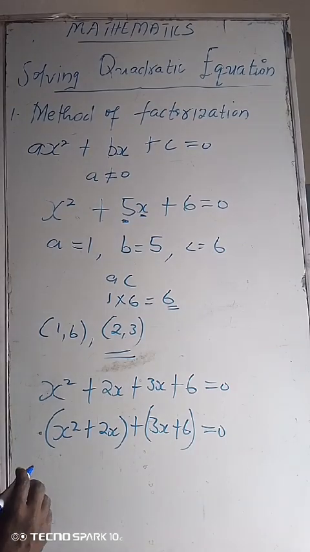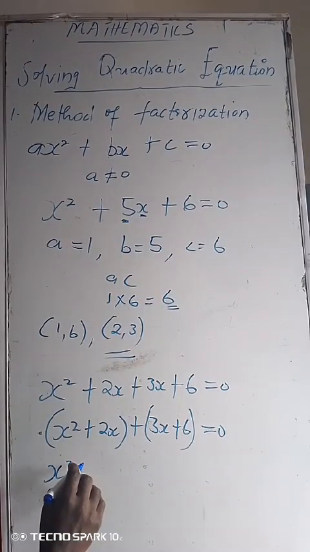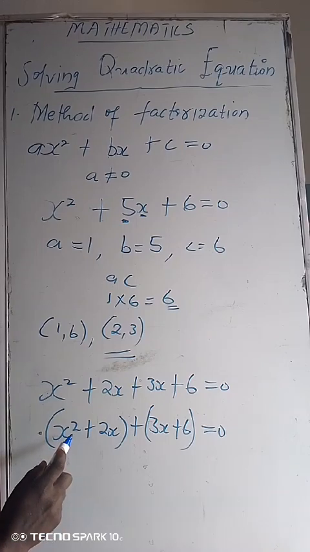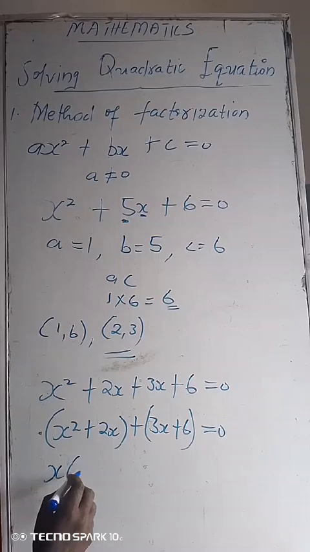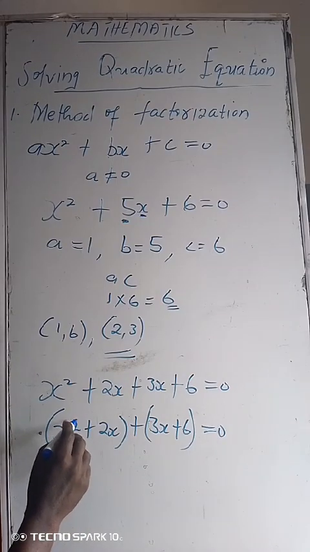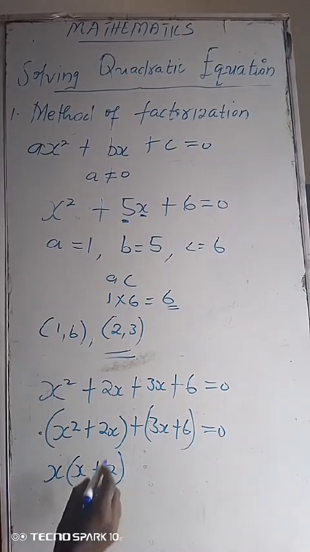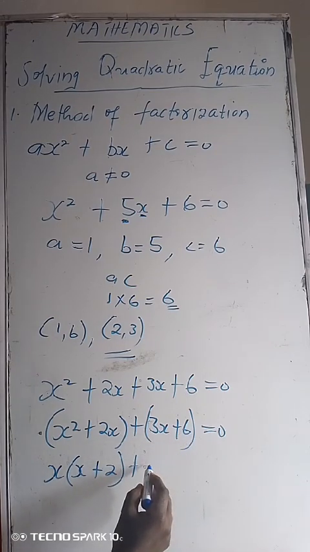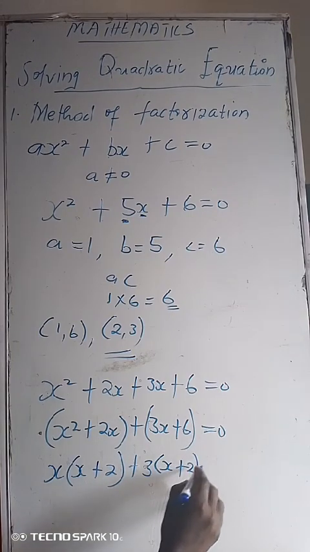Now at this point we can do the factorization. In x squared plus 2x, what is common? x. So x out, and what must be here so that when I multiply I get back x squared? It will be x plus, what must be here? 2, so that when I multiply I get back my 2x. Plus here in 3x plus 6, 3 is common, and then x plus 2.